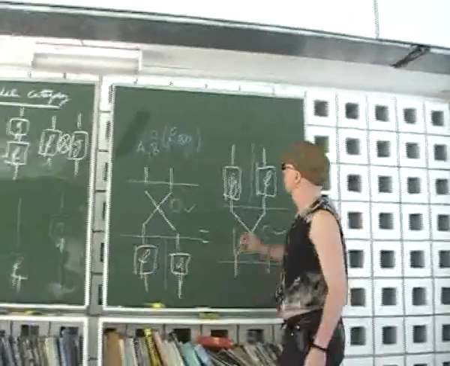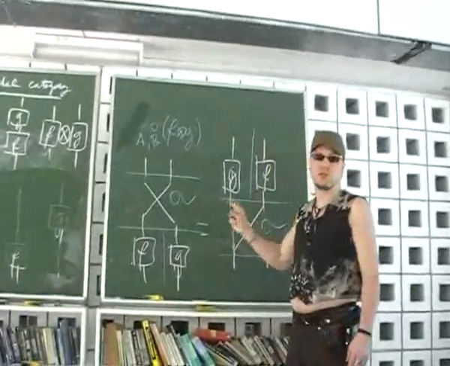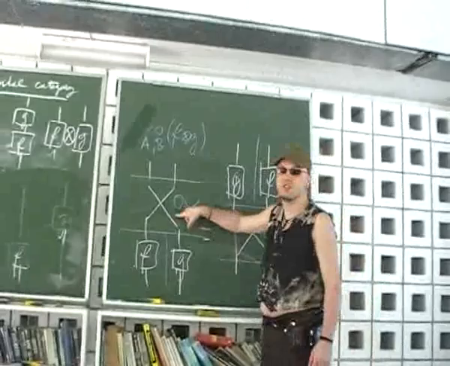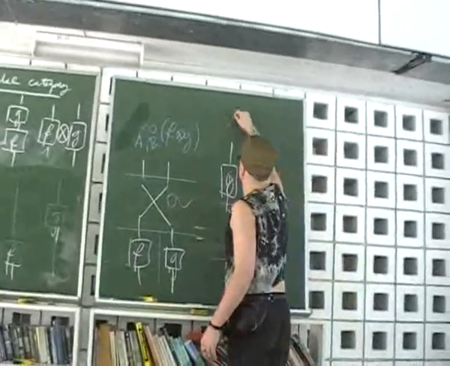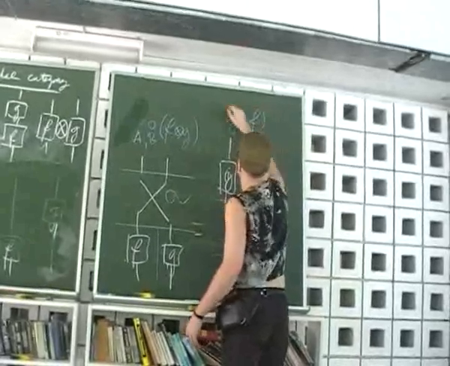Oh, so it's more than just a category. It's a symmetric monoidal category, and this is symmetry. Is symmetry like a natural transformation or something, or does it have some fancy name? Yes.